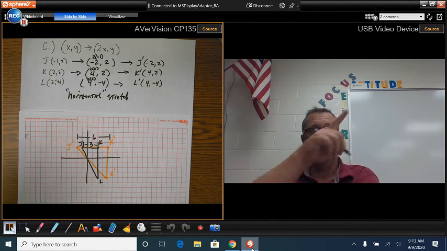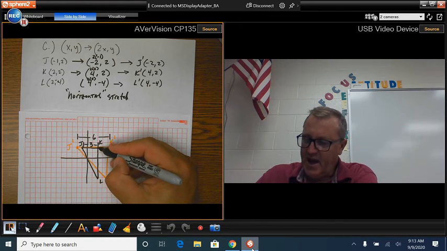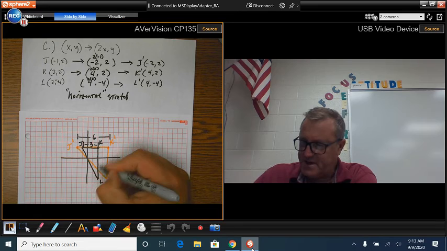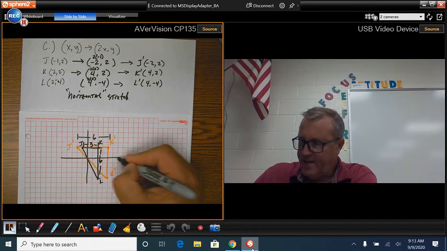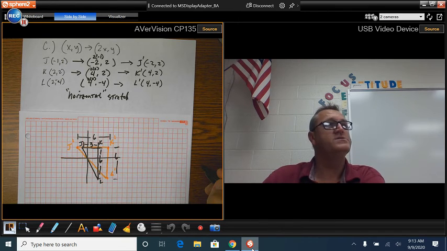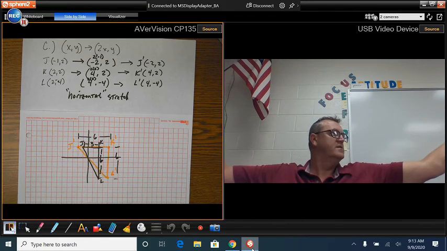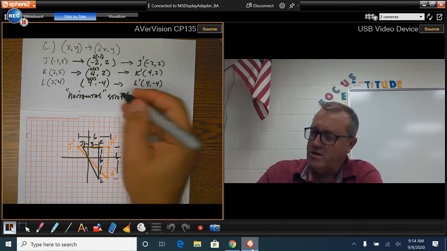It's not vertical, though. And here's how I know it's not vertical. Because the distance between K and L in the original is 1, 2, 3, 4, 5, 6. And that's also the distance on our new image. That make sense? So it didn't stretch vertically, it only stretched horizontally. And so, this is a horizontal stretch.